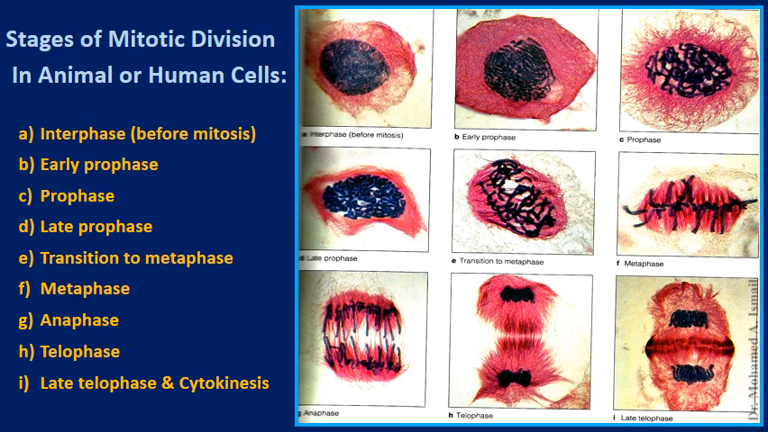This plate shows the different stages of mitotic division in animal or human cells. The mitosis passes through the following stages as illustrated in the different figures as you see. When you start with the first stage, which is called interphase, or before mitosis, we note that the chromatin is coiled together. Okay, in early prophase, the chromatin condenses more to form chromosomes.